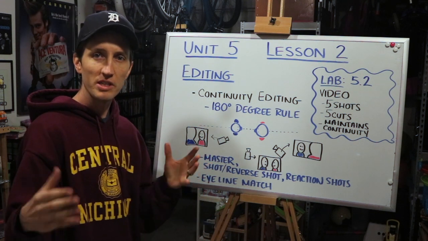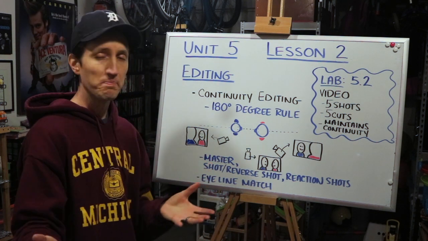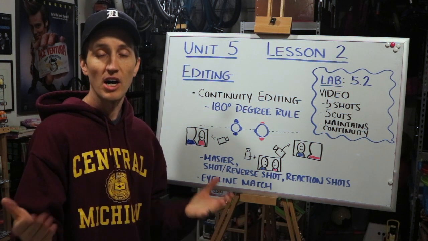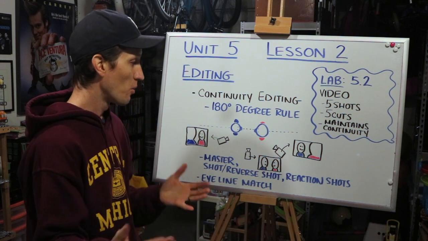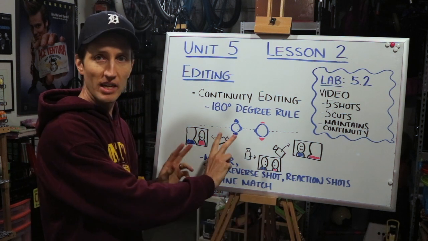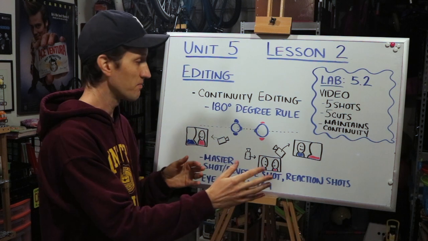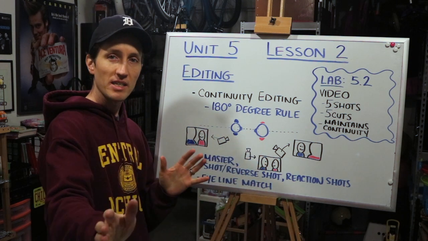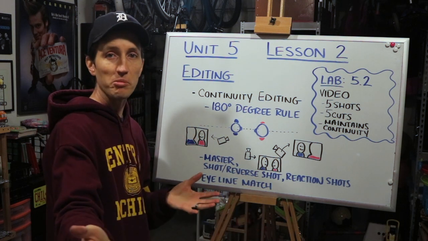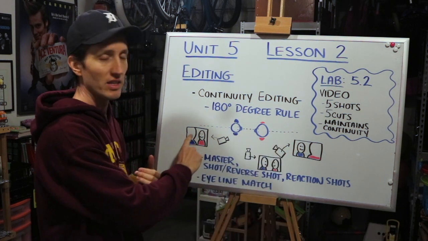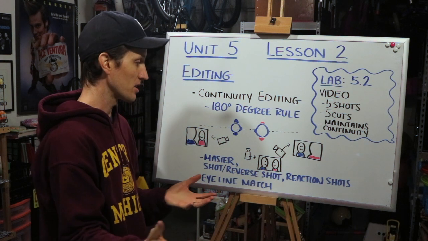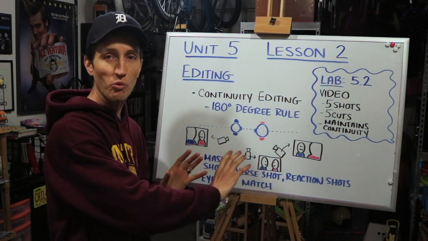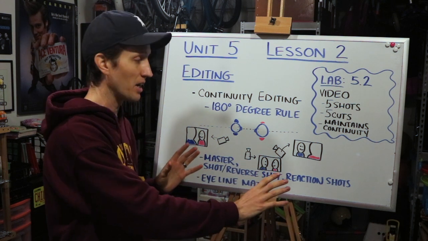So here are some different rules that you can follow in order to help your film preserve this idea of continuity. One is called the 180-degree rule, which basically states this. If you have a scene where two characters are in a conversation with one another, basically you as the camera operator will draw an imaginary line between those characters and then commit yourself and the camera to one side of that line.